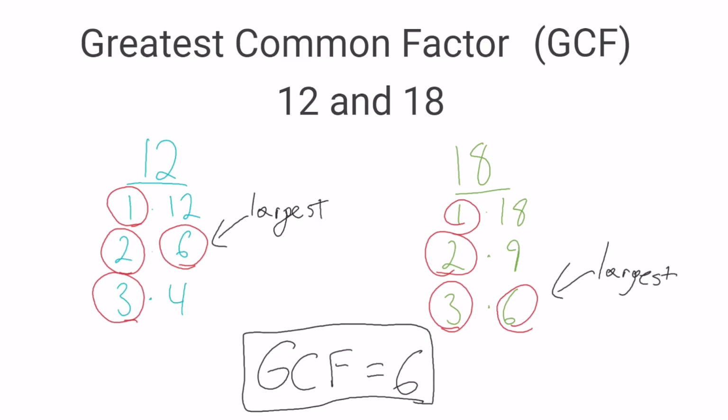Let's look at another example. Here I want to find the GCF between 40 and 15. Well, I'm going to do the same thing as I did before. I'm going to find the values that multiply to 40. Well, that's 1 times 40, 2 and 20, 4 and 10, and 5 and 8. I then need to do the same thing for 15. Well, 15 I have 1 and 15, and 3 and 5.